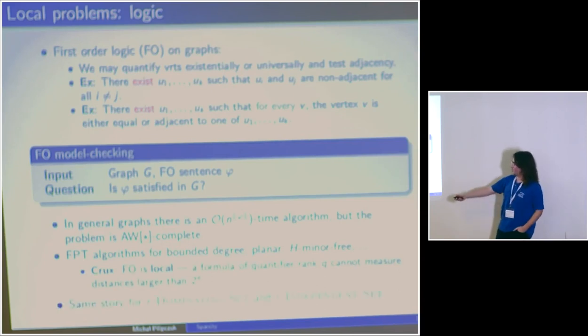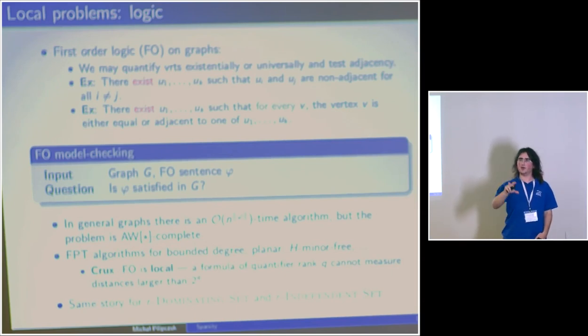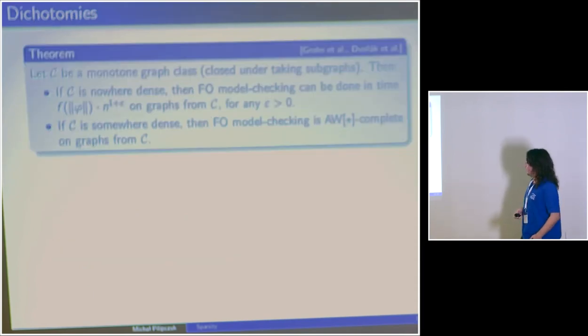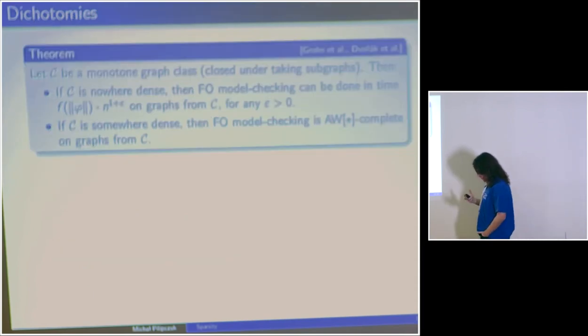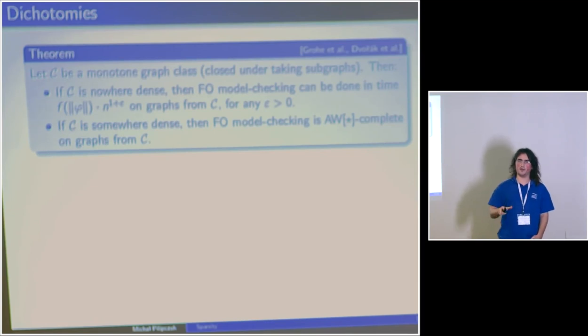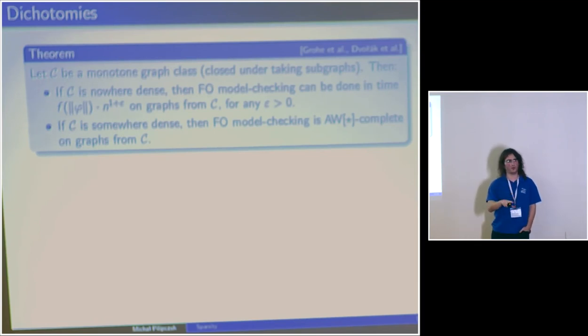And the same story was for dominating set and independent set. Again, on sparse graph classes, there was a long line of research on planar graphs, H-minor-free graphs, and so on, of getting more and more involved parameterized algorithms for them. Once we have looked at this via the lens of sparsity theory, nowhere dense classes and bounded expansion classes, it turned out that we can find really nice dichotomies for these problems.